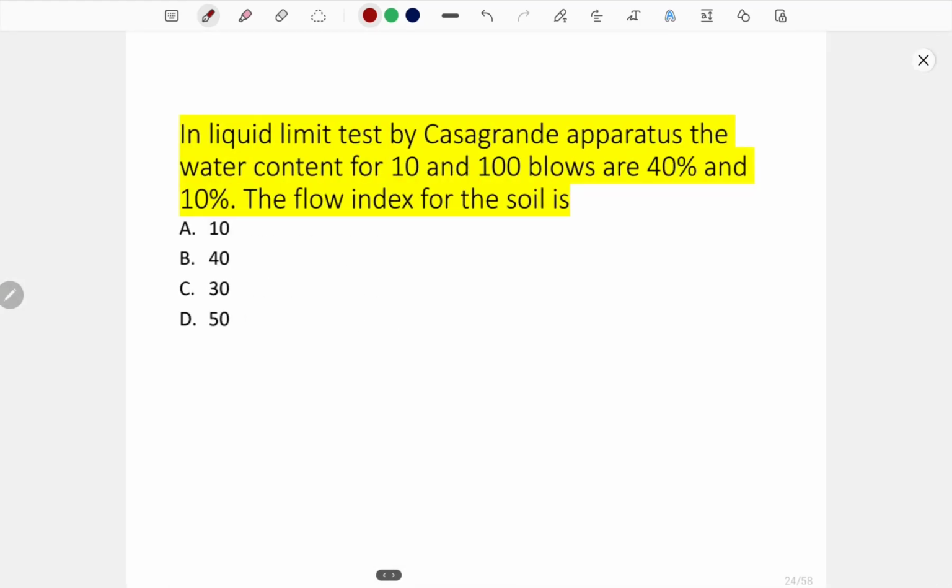Then in the liquid limit test by the Casagrande apparatus, the water content for 10 and 100 blows are 40% and 10%. The flow index for the soil is, so you need to identify the flow index for this. So basically 30 is the flow index.